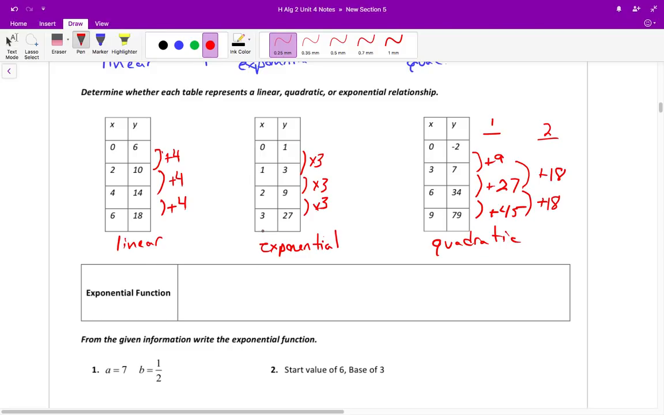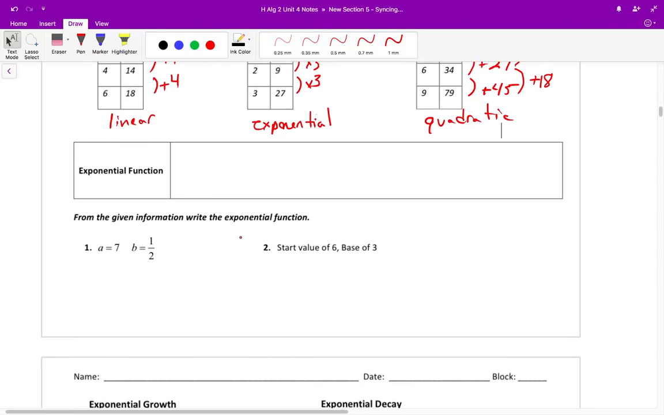Okay, so now let's talk about the pieces of an exponential function and kind of what it looks like. So we already mentioned exponential functions look like this: f of x is equal to a multiplied by b to the power of x. Now each of those pieces means something. A is your initial value. It's your starting value. It's what you begin with.